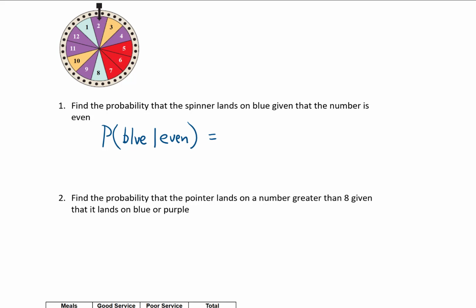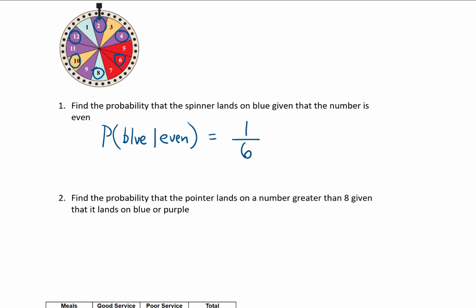How many options do we have up here that have even numbers? Well, I see 2 and 4 and 6 and 8 and 10 and 12. Those are all even numbers. That is a total of 6 elements up there that have even numbers. Now, out of those, how many of those spaces are blue? Well, I only see this one right here. So only one of those 6 even numbers is a blue space. So our probability is going to be 1/6.